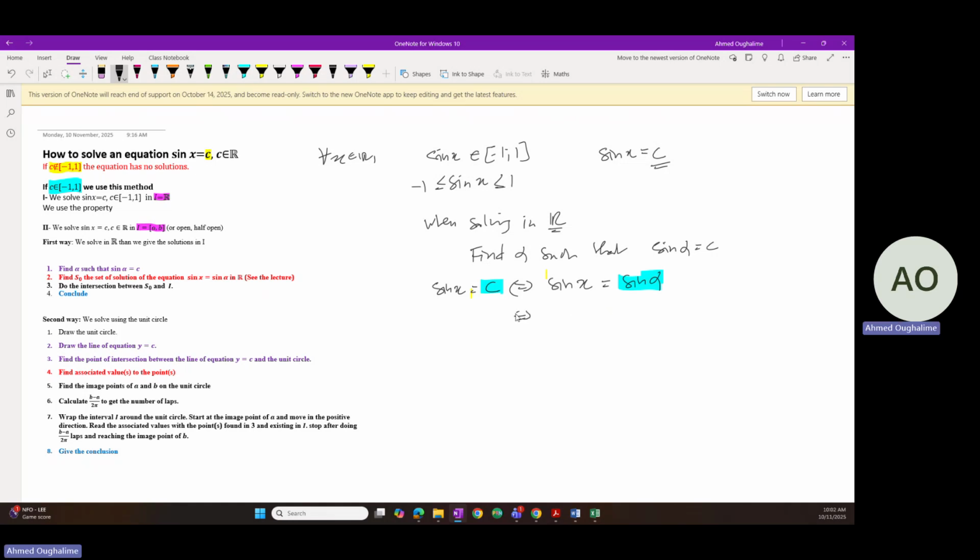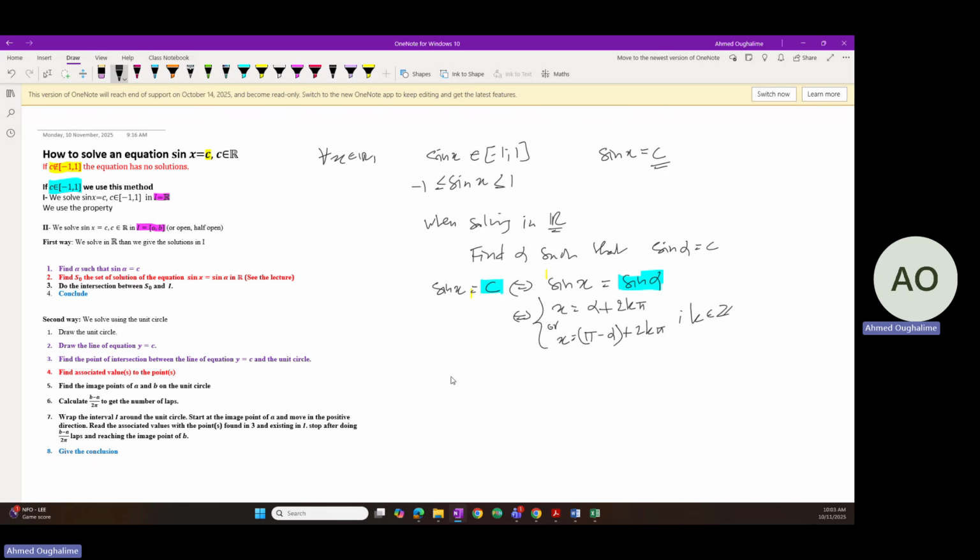Then from here I use my property. This comes to say that x equal to alpha plus a multiple of 2 pi, we write 2k pi, or x equal to pi minus alpha, this is the rule I'm applying, plus a multiple of 2 pi, such that k is in Z. So this is the set of solutions of the equation in R. So solving in R is quite straightforward for this simple equation.